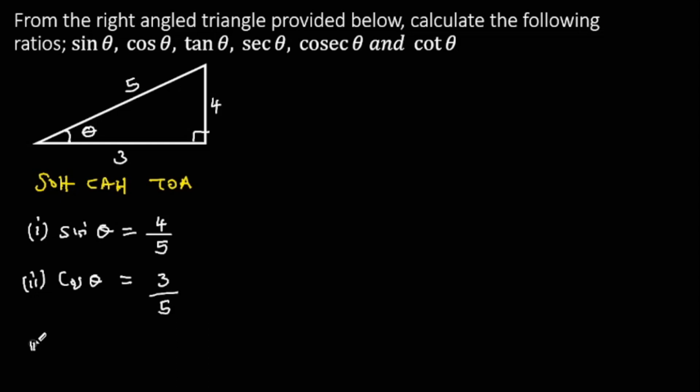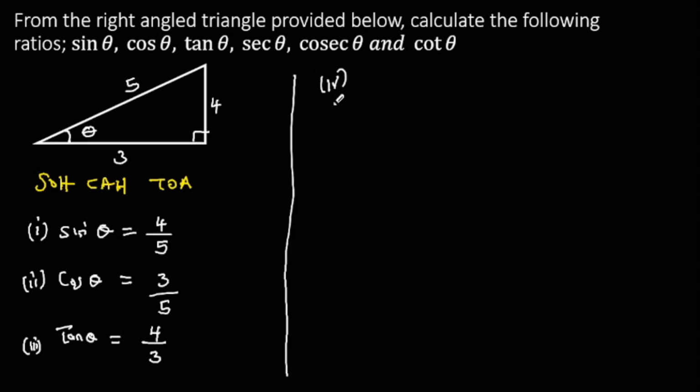And the third one, which is the tan of angle theta, is going to be equal to, now from the SOHCAHTOA, TOA means tan is opposite over adjacent. So opposite, which is a 4, divided by the adjacent, which is going to be a 3. So those are the first three basic trigonometric ratios from that triangle.